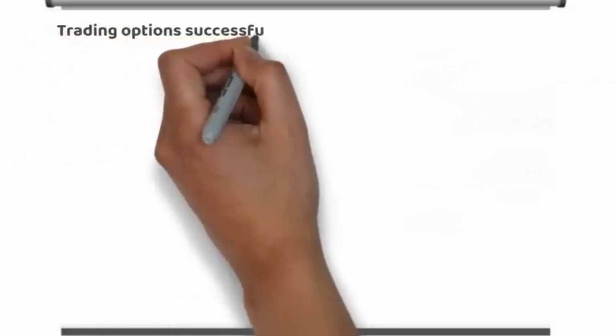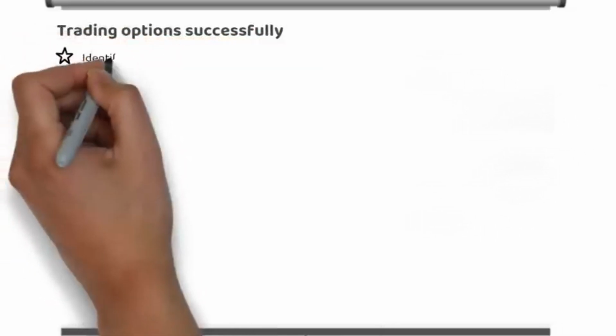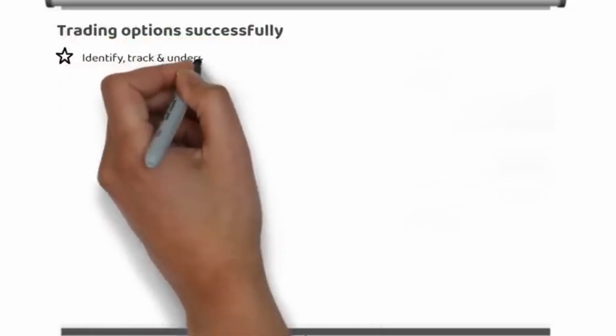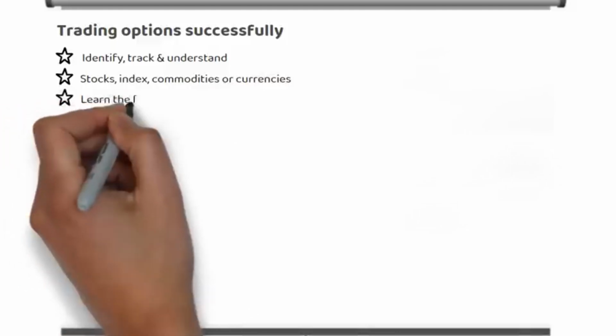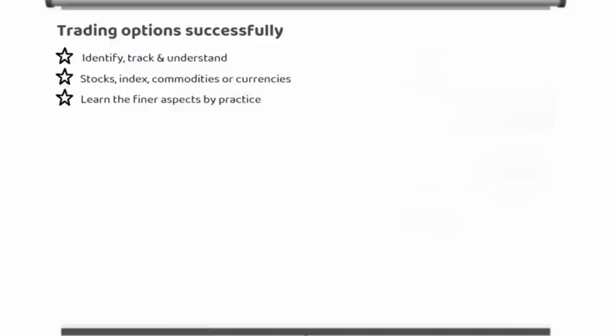To trade options successfully, you need to identify an underlying asset that you can track on a regular basis and understand its movements in and out. This underlying asset can be stocks, an index, commodities, or currencies. There are many finer aspects of trading options that you will learn as you continue trading options.